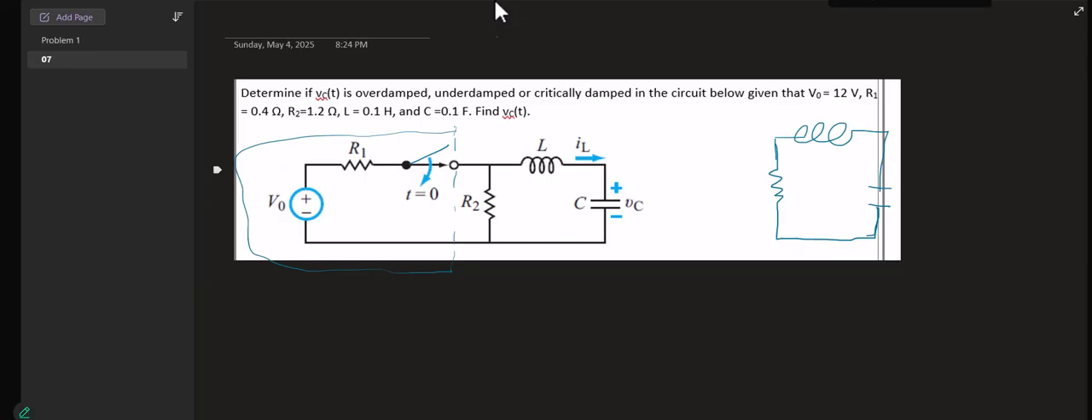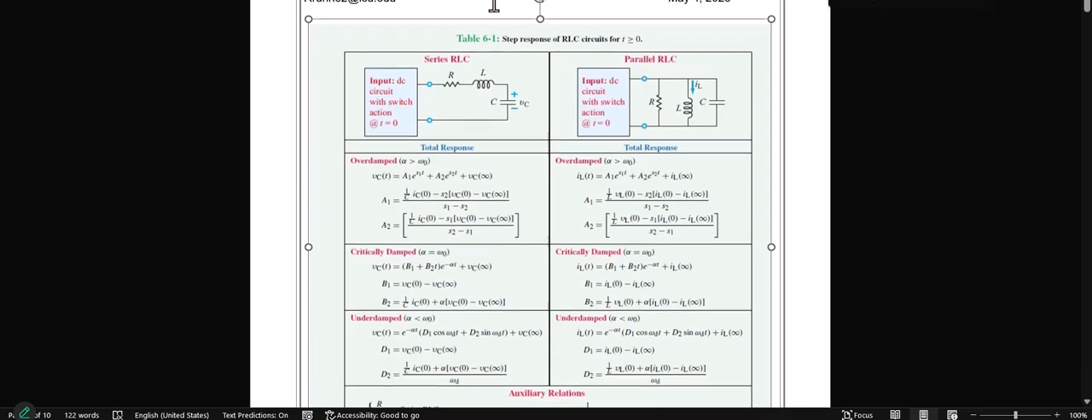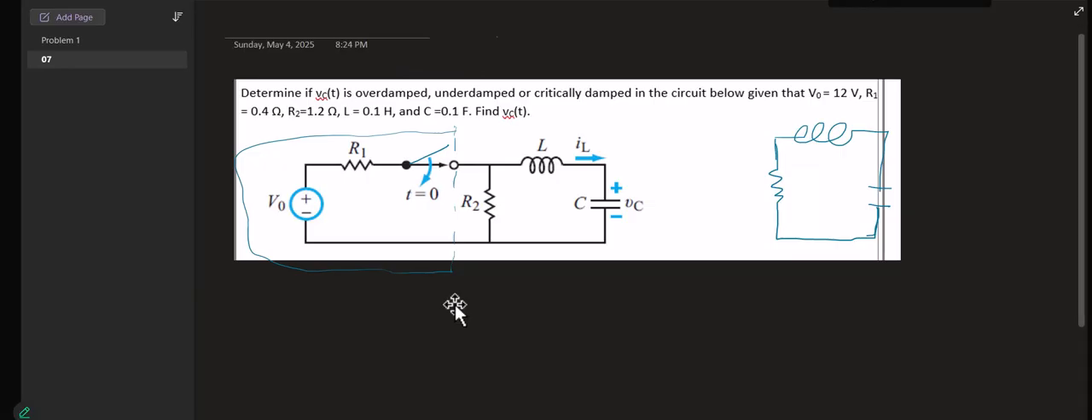So when we look at our series, we see that we're going to need VC at infinity, VC at 0, and IC at 0.